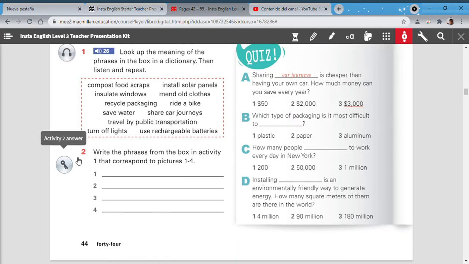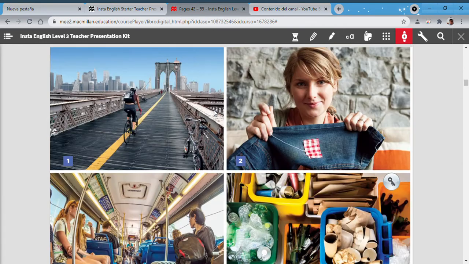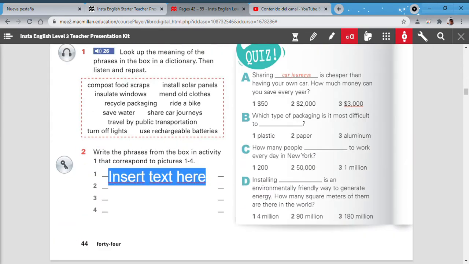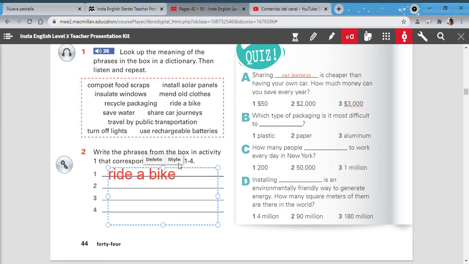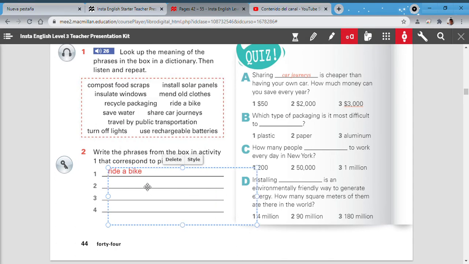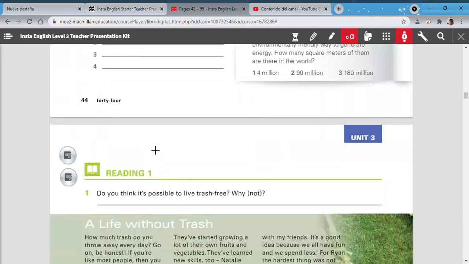Now, write the phrases from the box in activity 1 that correspond. Okay, number 1. Can you remember number 1? Ride a bike. Let's write, okay? Vamos a escribir acá. Let's write. Okay, ride a bike. Excellent. Now let's check it. Let's fix this. Vamos a arreglarlo. Okay, much better. Ride a bike. What about number 2? Men, men all clothes. Excellent.